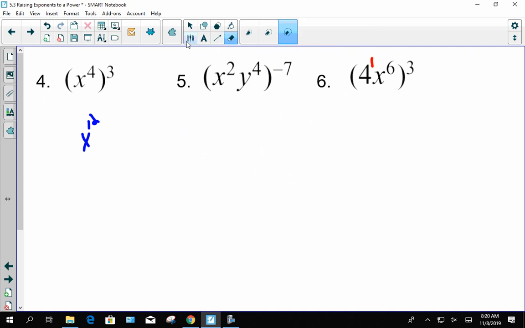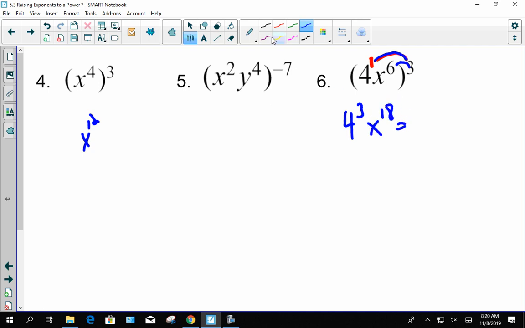Okay, so you guys go ahead and do number 6. Now, I put the 1 here because there is a 1 that's understood. That 4 is raised to the 1st power. If you don't see an exponent, there's a 1 there. So this 3 has to be distributed to the 1. And it also has to be distributed to the 6. So this becomes 4 to the 3rd power, x to the 18th.